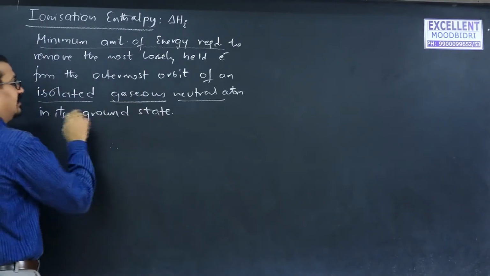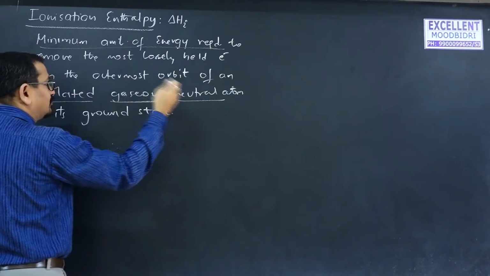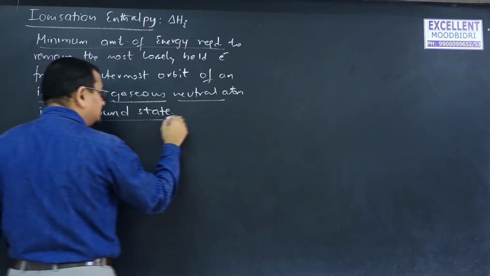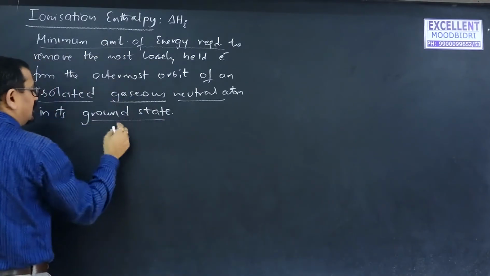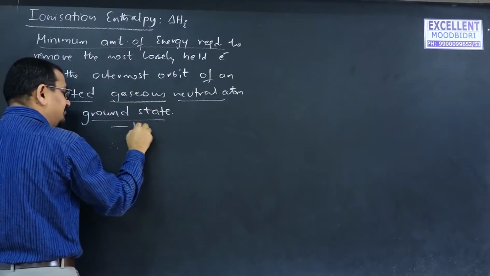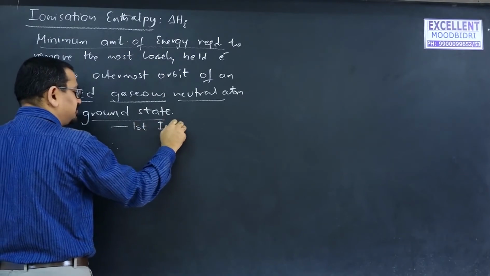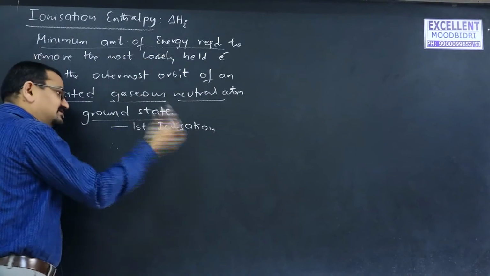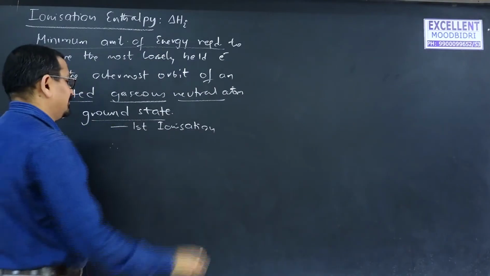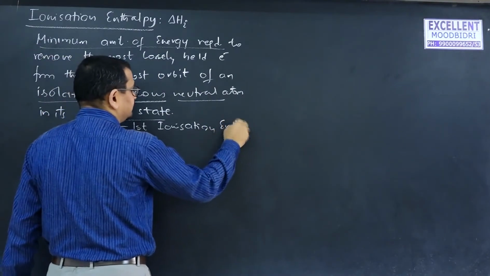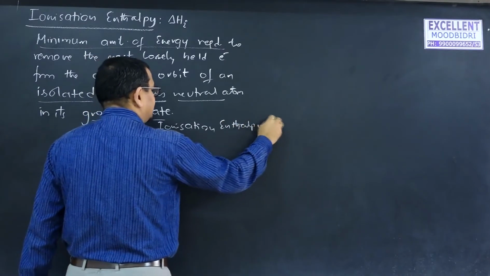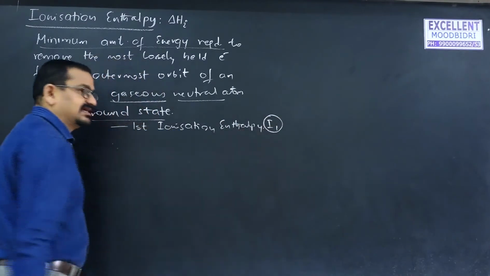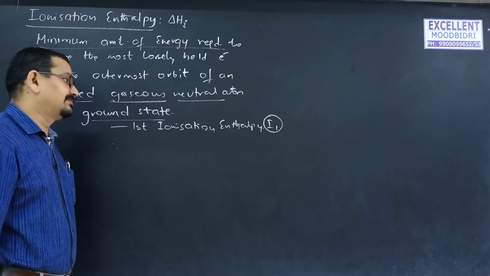Then only whatever the energy required to remove that particular electron in its ground state is called as ionization enthalpy or first ionization enthalpy. In fact, ionization enthalpy is also called as first ionization enthalpy. It is also given in some notations as I1, ionization enthalpy 1.